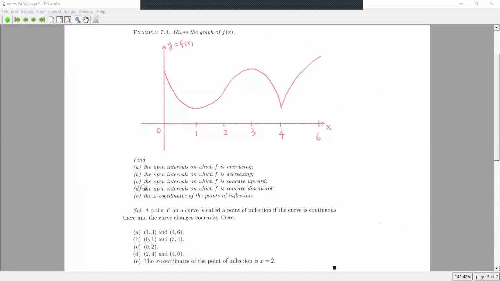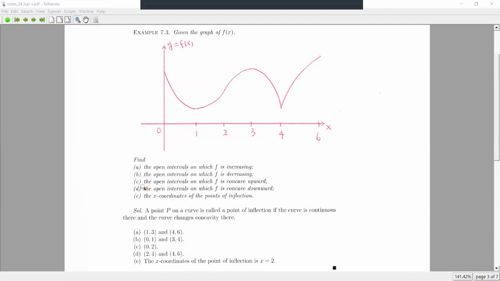The third question, find the interval on which the function is concave up. Now examine the graph of the function, where the graph is concave up. I can see that this portion is concave up from this point to this point. Then the other parts are not concave up.